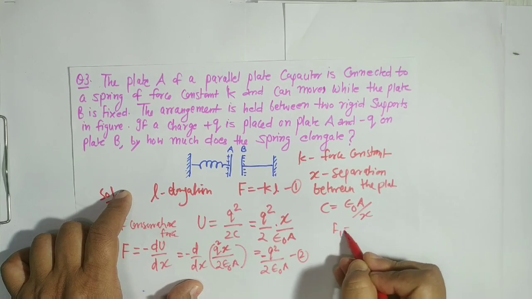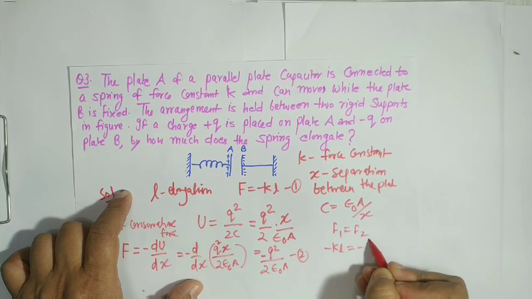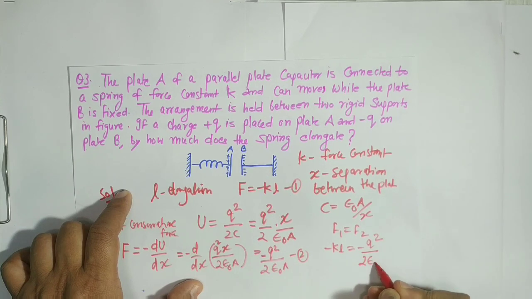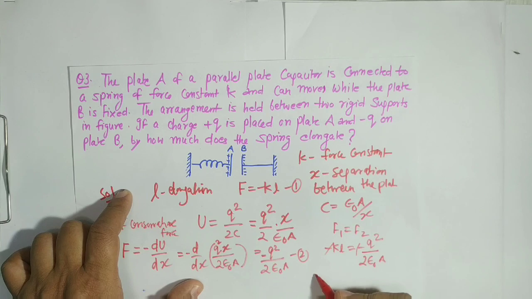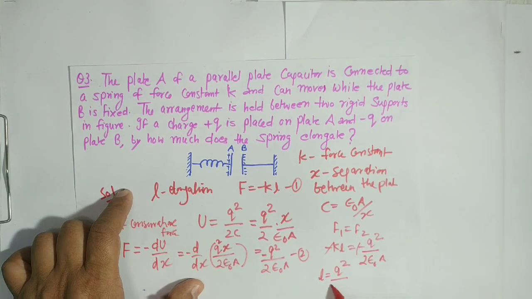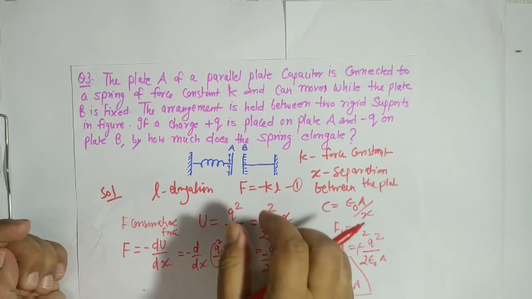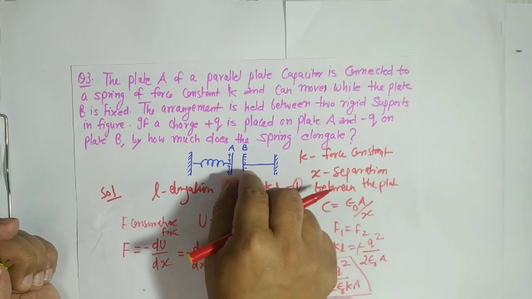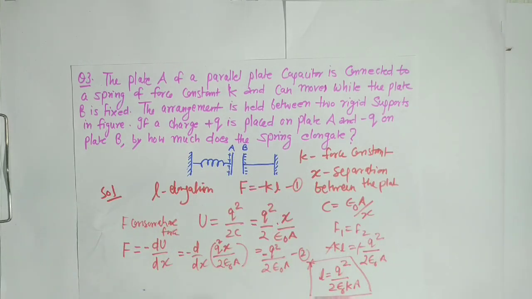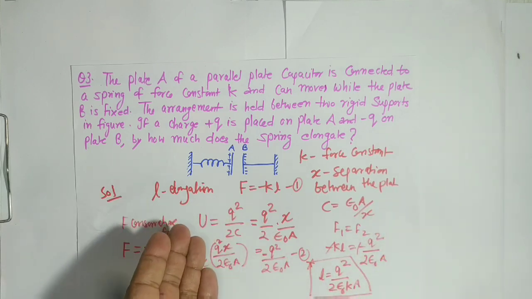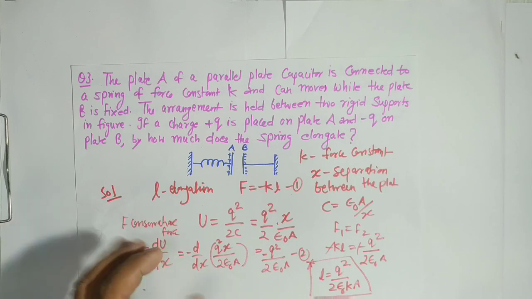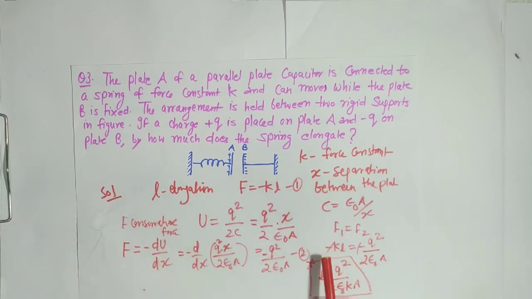Both the forces will be the same, so F1 equals F2. So minus KL will be minus Q square by 2 epsilon naught A, and then you solve it. L will be Q square by 2 epsilon naught K A. So this is the answer. Got it or not? Very simple: there is a separation, the elongation is L, say X is the separation while it increases due to the force. C will be this, then you got U and calculated energy. F is minus dU by dx, then both the forces will be the same, and when you put it here, the answer will be Q square by 2 epsilon naught K A.